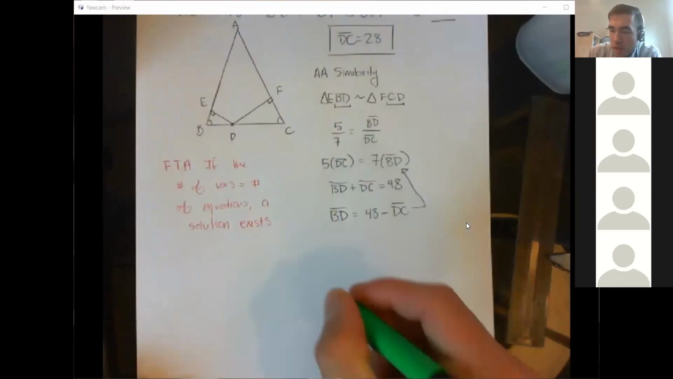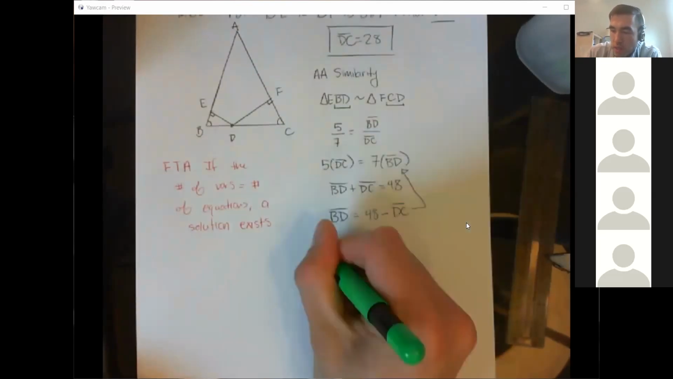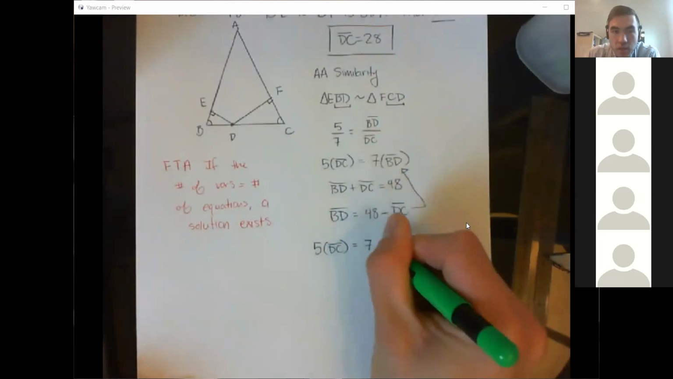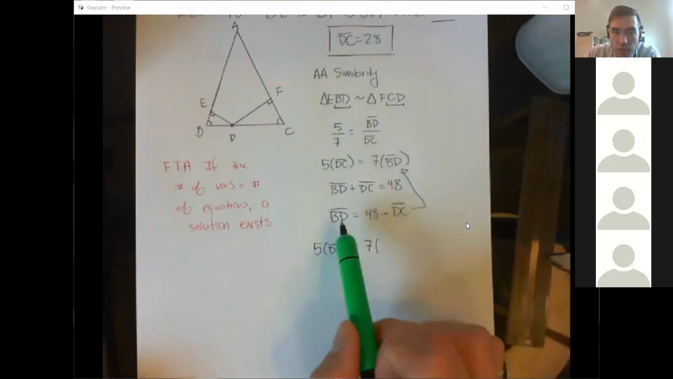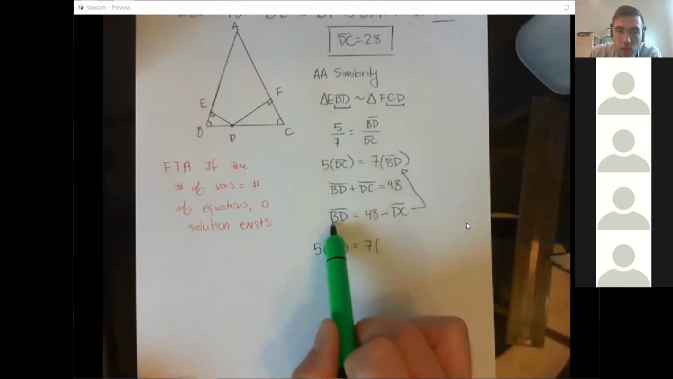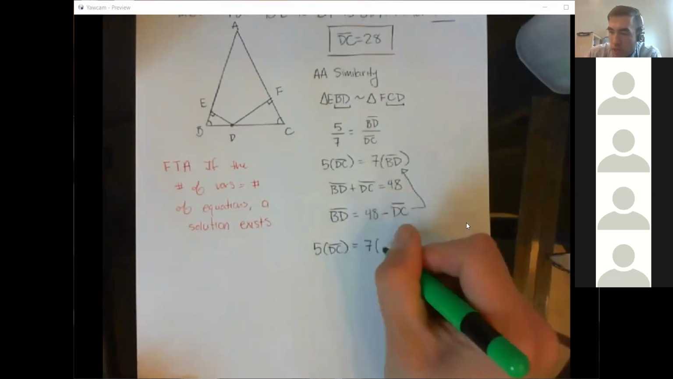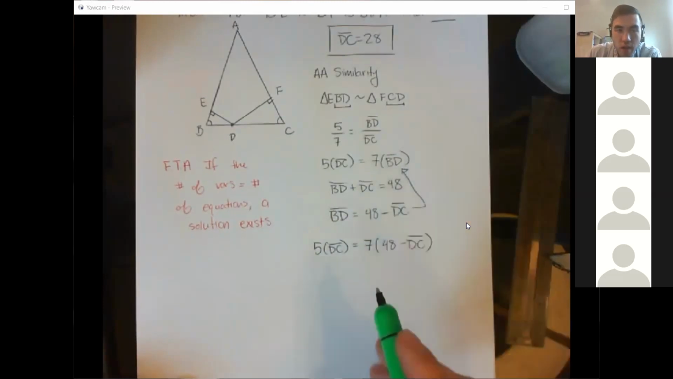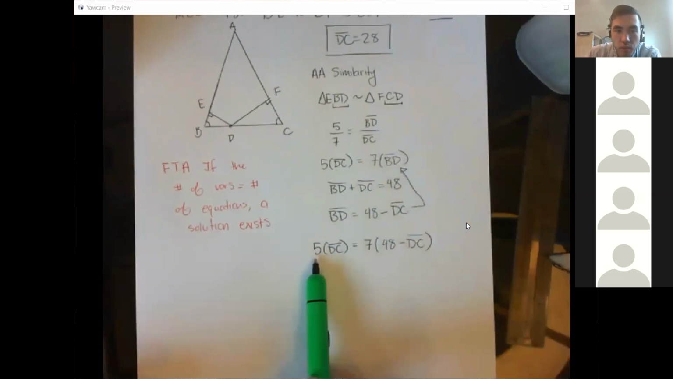So this is to say that I have 5 times the quantity DC. This has to be equal to 7 multiplied by BD, but this equation right here that we figured out lets us define BD. So it's going to be 7 times 48 minus DC. And now notice I have one equation, and how many different variables are here? Only one. So now I'm going to go ahead and solve for DC.